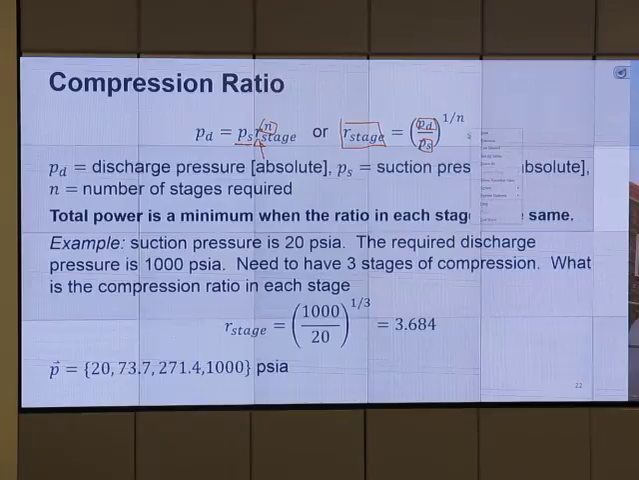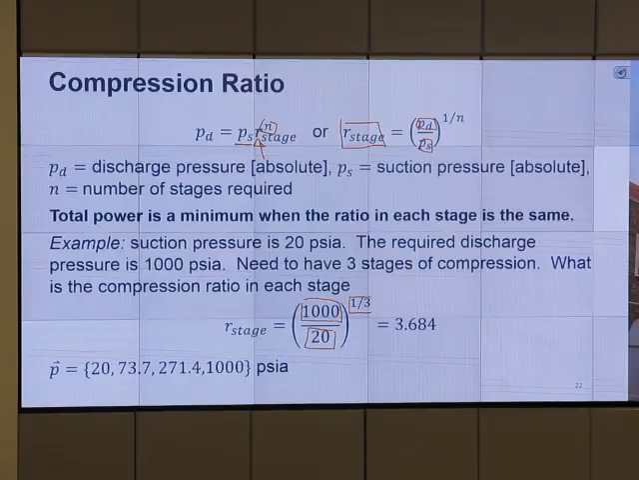So if I have 3 stages, I have 1 over 3. My first stage inlet is at 20 psi. I put 20 over there. My final discharge pressure at the end is 1,000. So I put 1,000 on the top. Then I calculate the compression ratio per stage, which is equal to 3.6. It's less than 4, so it's good.